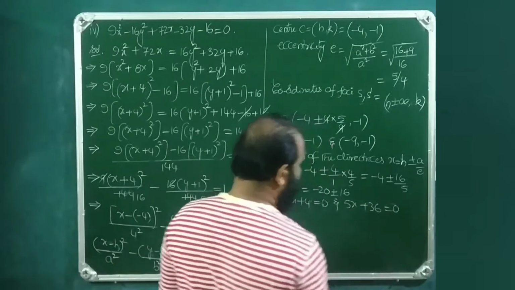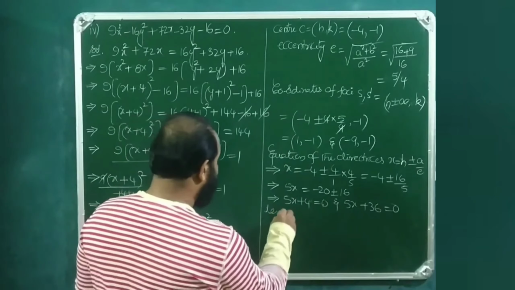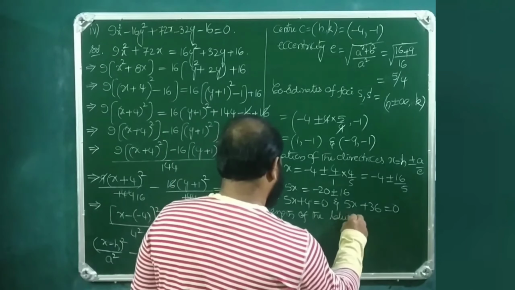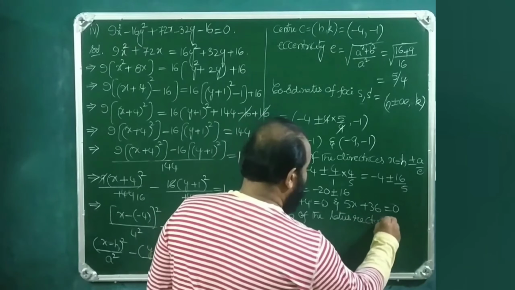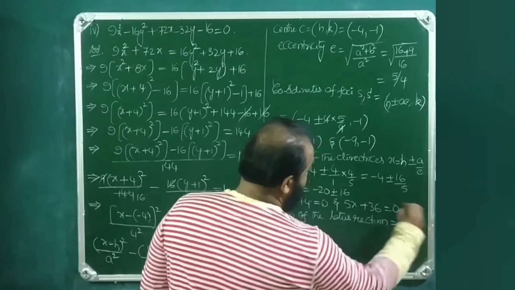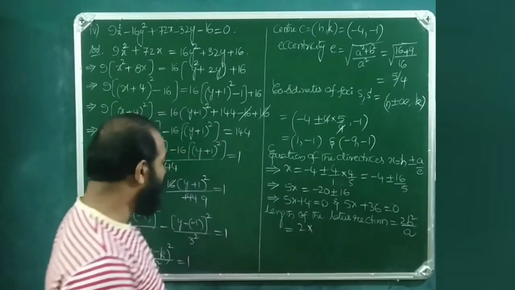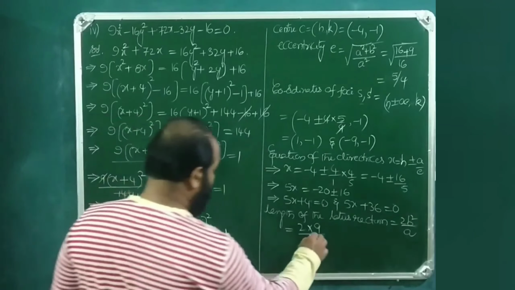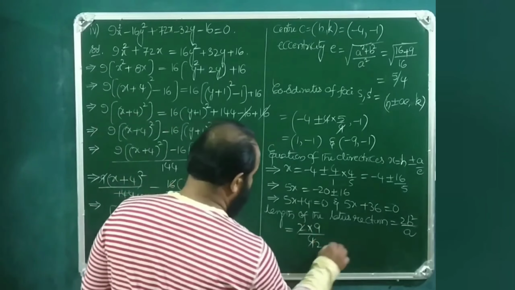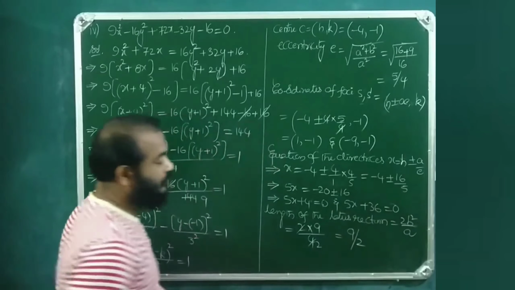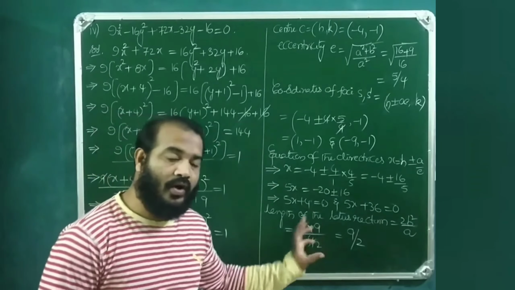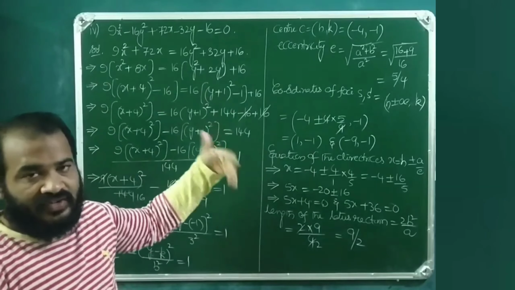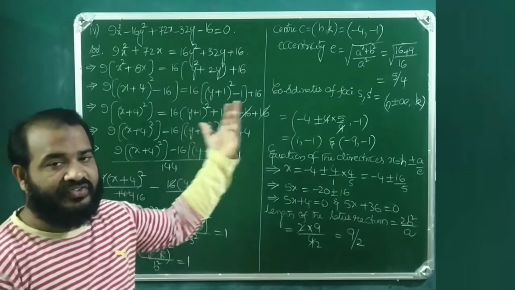Now the length of the latus rectum is 2b square by a. So 2 into b square is 3 square, 9, by a is 4. So 2 times this is 9 by 2. So this is the length of the latus rectum. This is how we have to find the center, eccentricity, foci, equation of the directrices, and the length of the latus rectum.